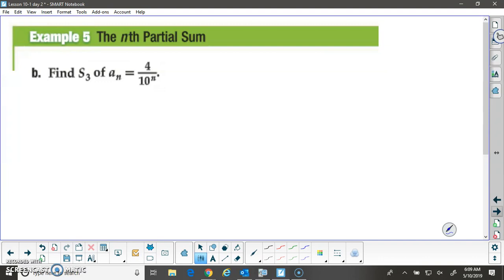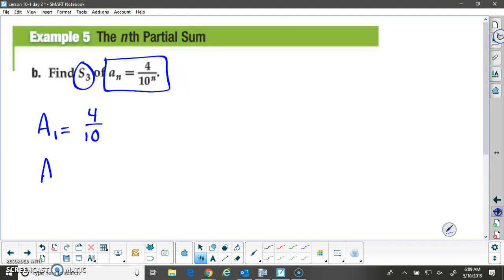Example 5 is similar. This time it asks us for the third partial sum. This formula right here is an explicit formula. So let's find our first 3 terms. We get 4/10, we get 4/100, and we get 4/1000.